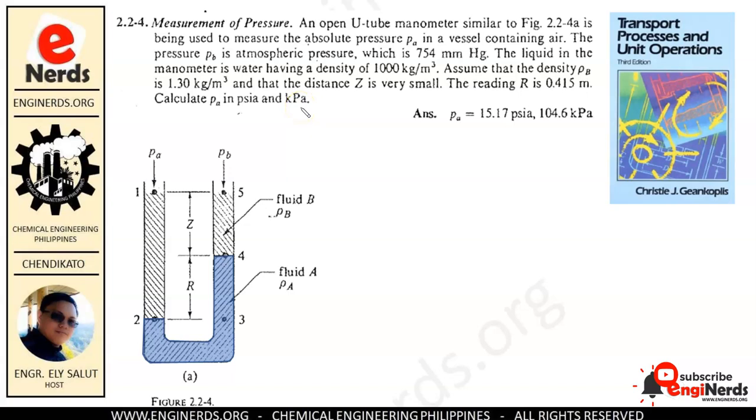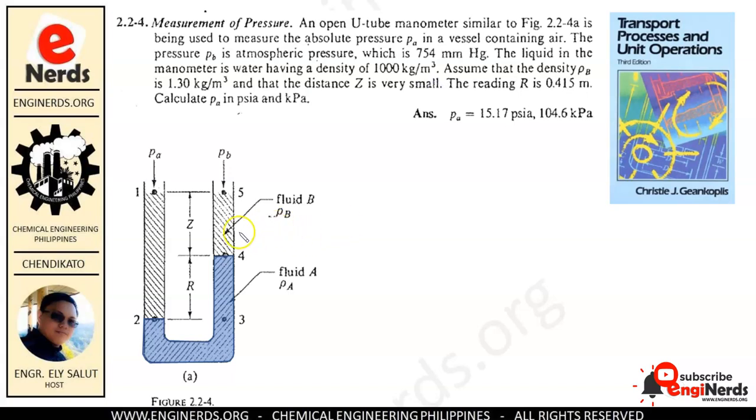So, dalawang answer ang kailangan nating makuha dito, no? The answer is already written here, but there is no solution. So, sasagutan na lang natin siya and compare kung makukuha ba natin itong answer na naandito, no? Okay, so moving on, tignan muna natin yung mga given natin, no? So, kinukuha natin yung ating PA, itong required sa atin. So, ang sabi dito, distance Z is very small.